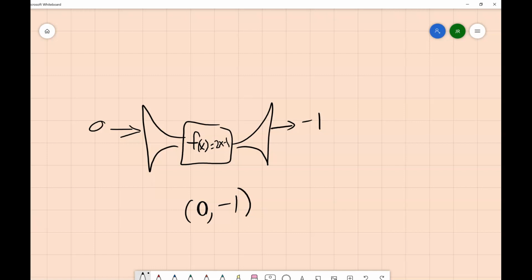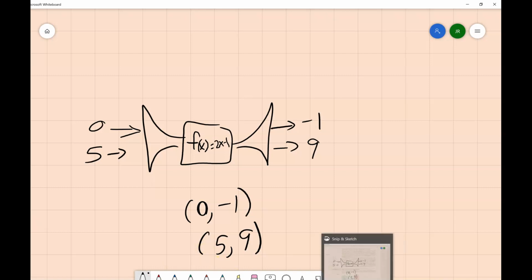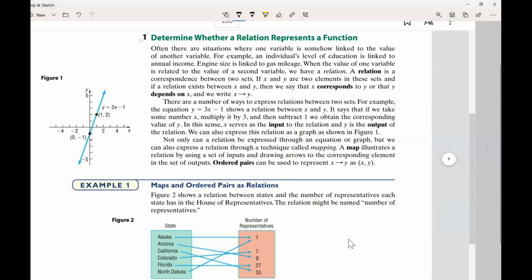All right, let's say you put 5 in there. What got spit out when you put 5 in there? 10 minus 1 is 9. So we have another ordered pair, 5, 9. And so on and so forth. That's kind of what a function does. All right. Let's look at some things that the book says about this.